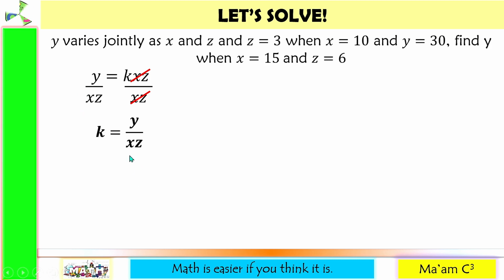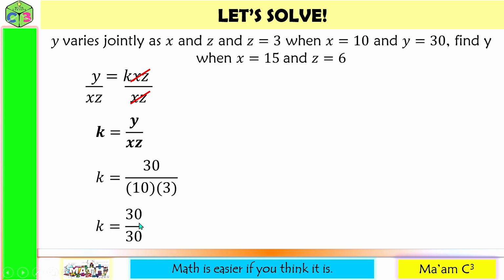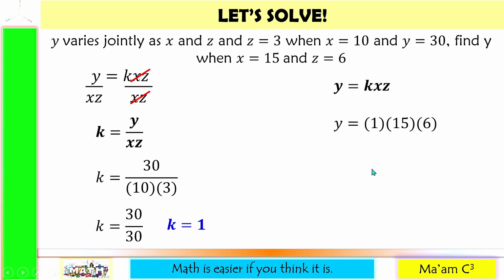Now we are going to substitute the values that we have here. Y is equal to 30, x is equal to 10, and z is equal to 3. 10 times 3 is 30, and 30 divided by 30 is 1. So our k is equal to 1. Let us rewrite once again our equation, and let us substitute this time x is equal to 15, z is equal to 6, while our k is equal to 1. 1 times 15 is 15, and 15 times 6 is 90. So y is equal to 90.